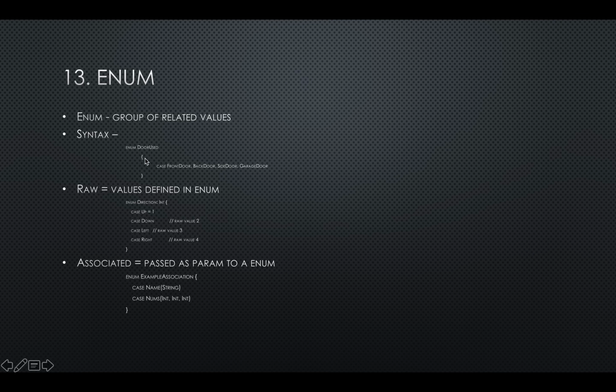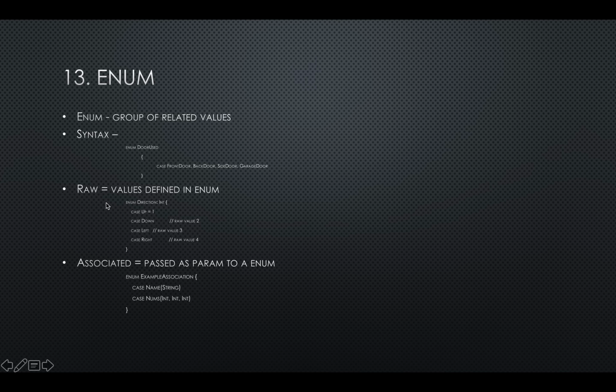So this is the syntax of enum. Enum, then the enum name. So here my enum name is door used, and then curly braces, and then you have case front door, then back door, side door, and garage door. You can write it in one line, and you can write it in multiple lines. If you're writing in one line, you have to separate it by commas. If you're writing in multiple lines, you don't have to. Commas are not important.